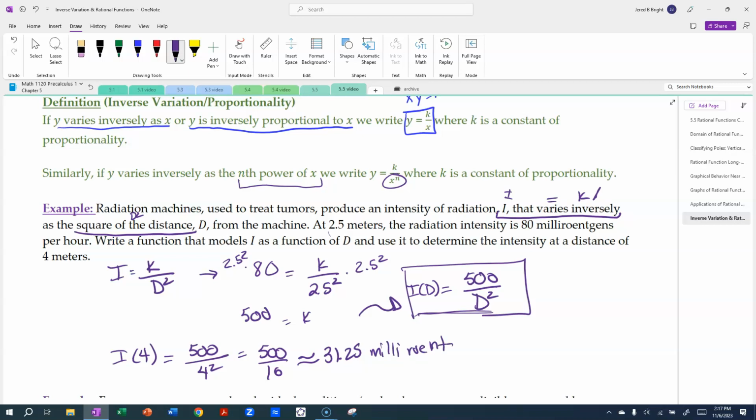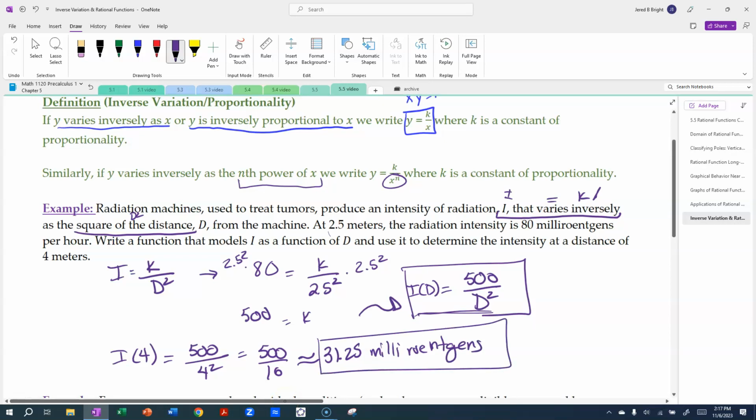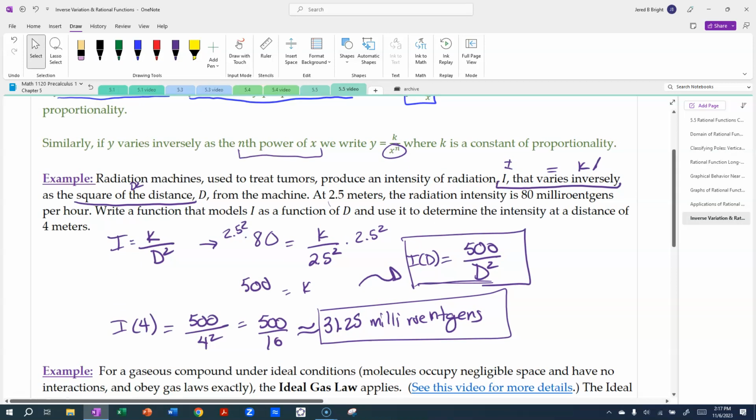Somebody's going to teach me how to say this word. Milliroentgens. Sure, we're going to go with that. Put it into Google and tell me how Google says it.